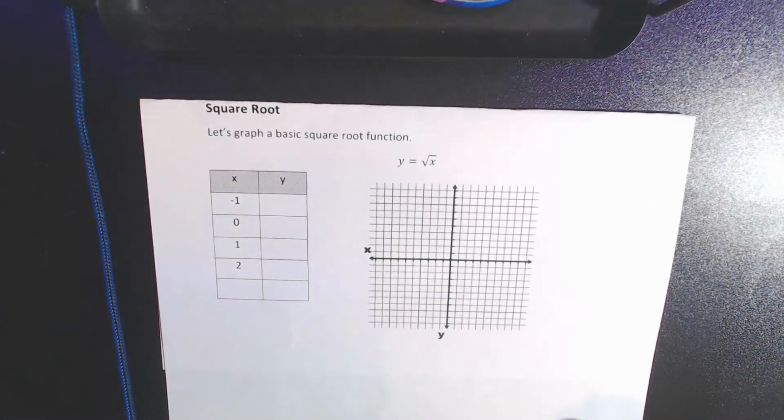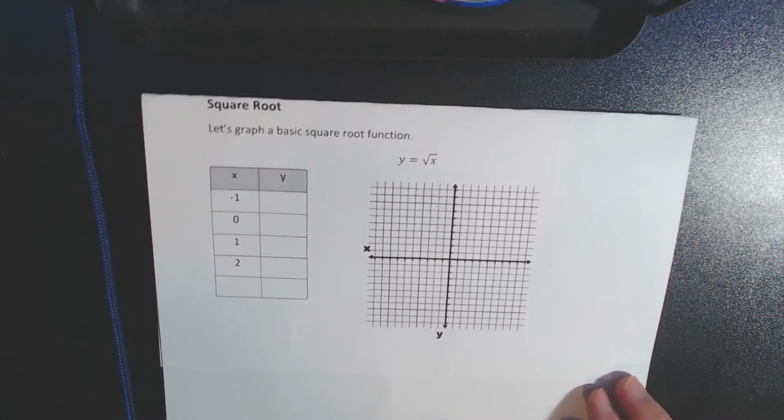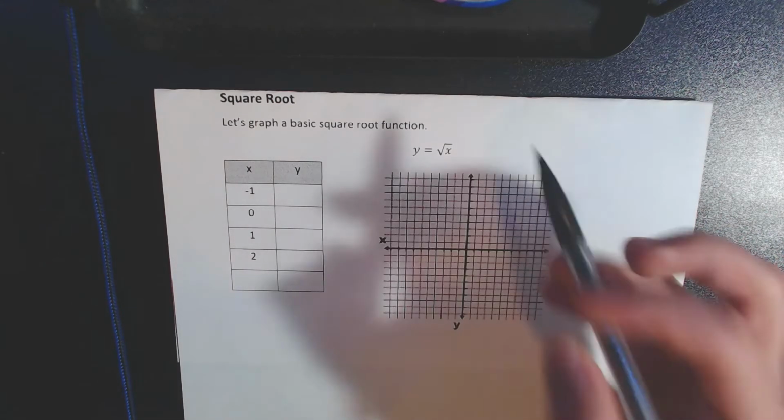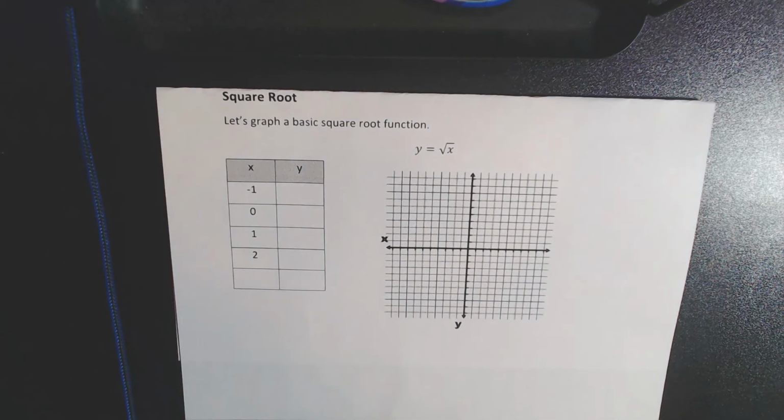Okay, one last thing we're going to do today. The other function we want to look at graphing is a square root function. We've dealt with square roots a lot in this class up to this point, right? We've used them to solve quadratics and find missing sides of right triangles. So what we want to do now is we just have y equals the square root of x. We want to sketch a graph of what that's going to look like.